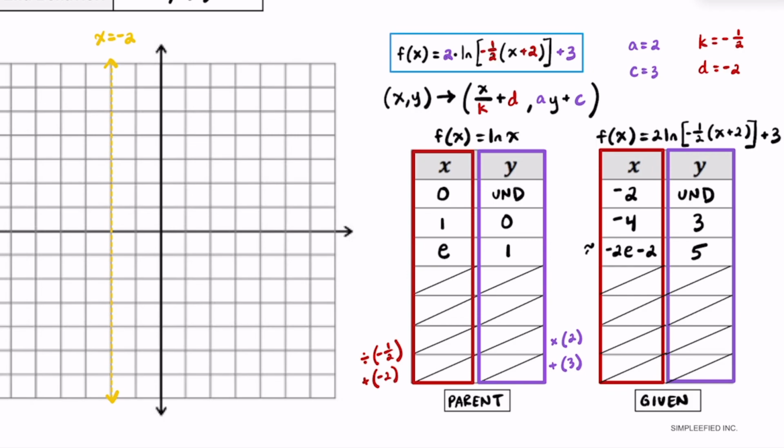Now, while keeping this exact is pretty nice, if we want an approximation for the actual graph part, let's say this is going to be -7.44. That's if you plug into a calculator, that's going to be the approximation for this -2e minus 2.